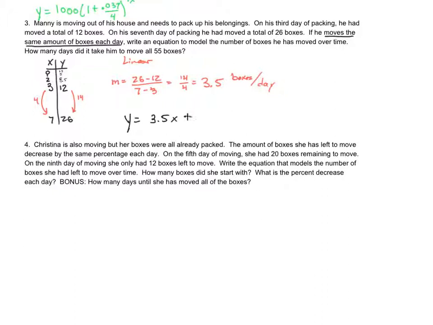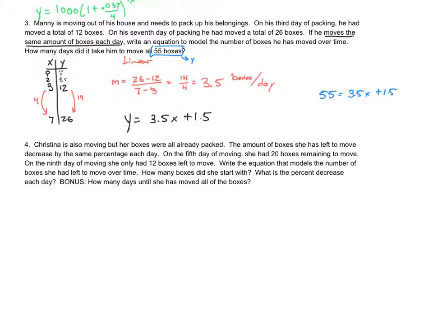That our equation is going to be y equals 3.5x plus 1.5. And then the question is, how many days did it take him to move all 55 boxes? So that's how many have actually been moved. So that's going to go in for your y value. So what we set up is 55 is equal to 3.5x plus 1.5, and x is days, not boxes, so you set y equal to that.